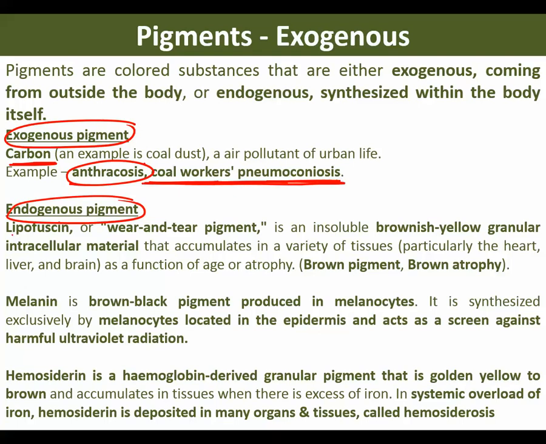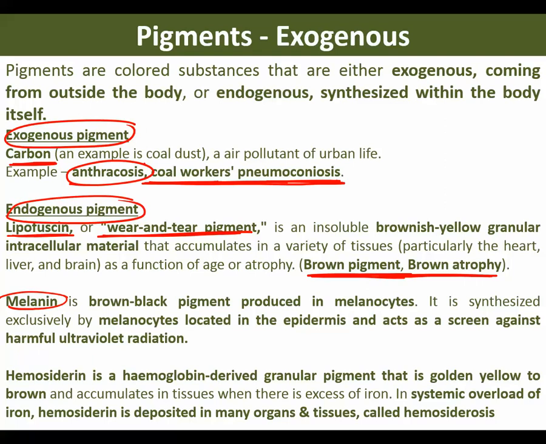Next pigment is lipofuscin pigment. Lipofuscin pigment is a wear and tear pigment. If it gets accumulated in the process of aging, they will go for atrophy. It is called brown atrophy, and they call this pigment a brown pigment. Next is melanin pigment.